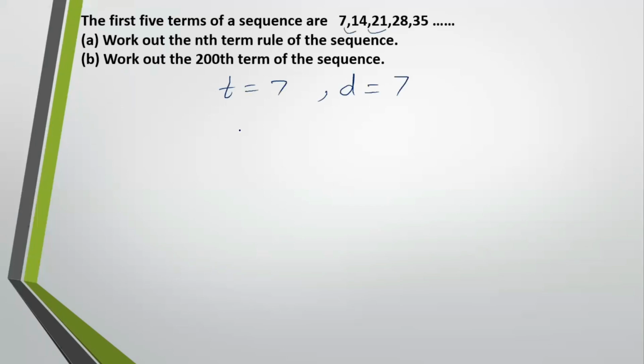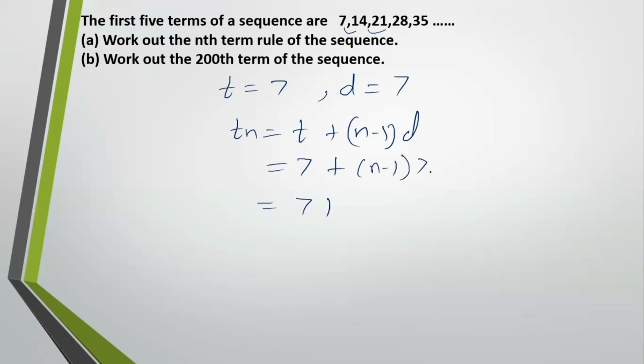Okay, and then Tn is equal to T plus n minus 1 into D. Let us substitute 7 plus n minus 1 into 7. 7 plus 7 multiplied by n is 7n. 7 multiplied by minus 1 is minus 7. And 7 minus 7 is 0. So your nth term is Tn is equal to 7n.